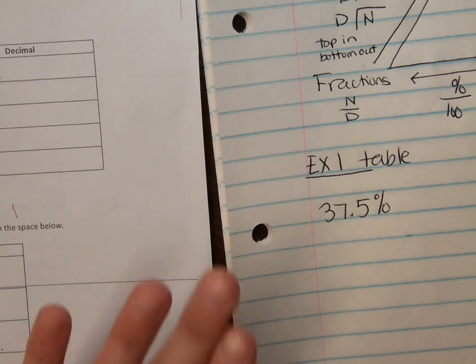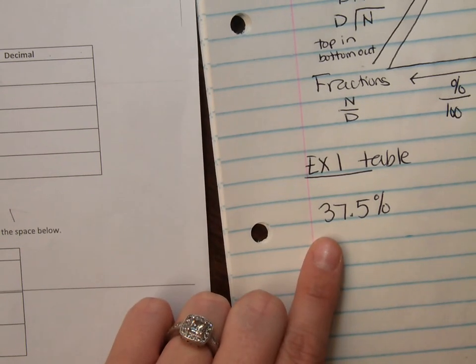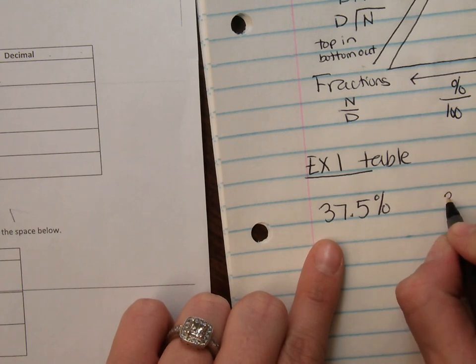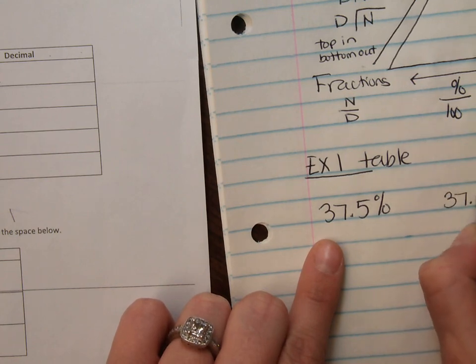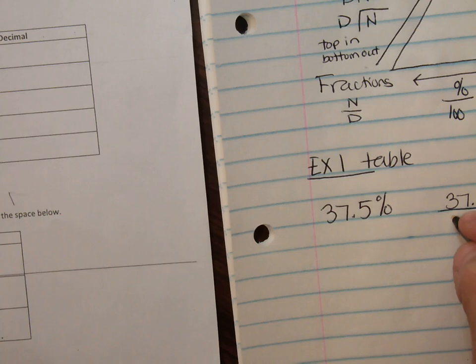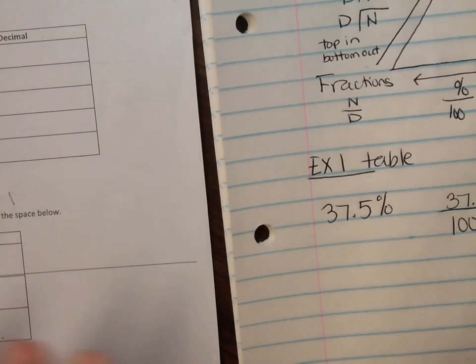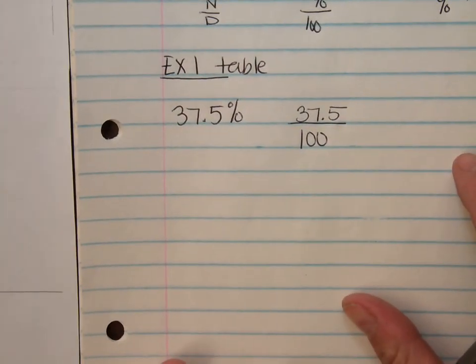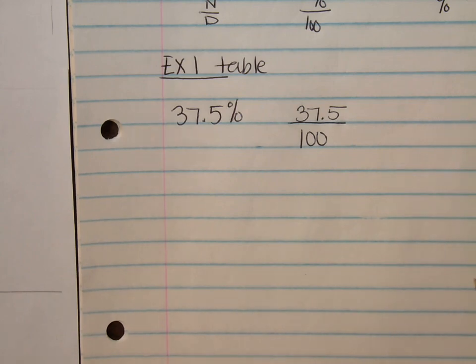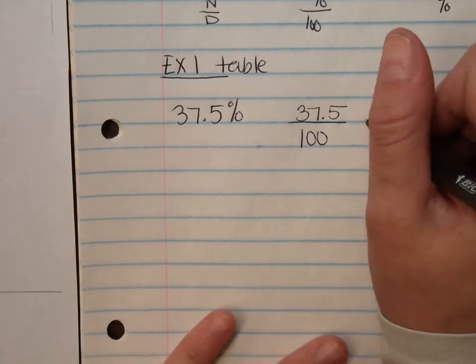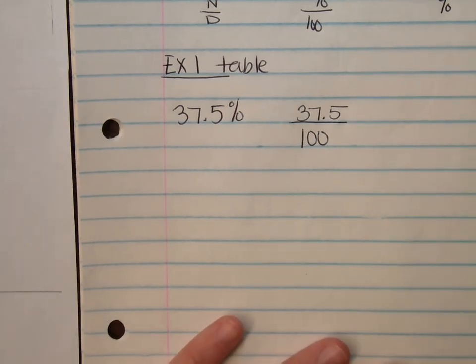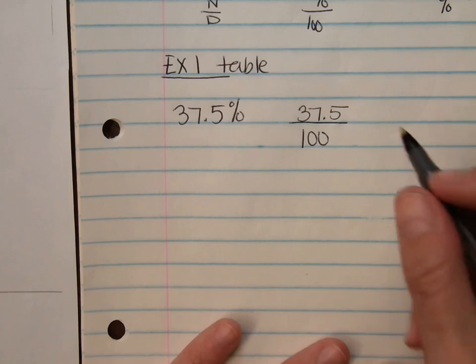37.5%, and I want to make that a fraction. So to go from a percent to a fraction, we put the percent, which is 37.5 over 100. And then we simplify. Oops, sorry. So we have 37.5 and we simplify. We can't simplify anymore, so we want to make that a decimal.